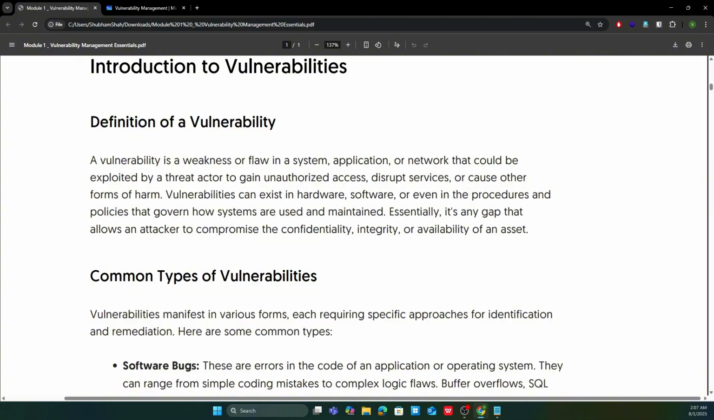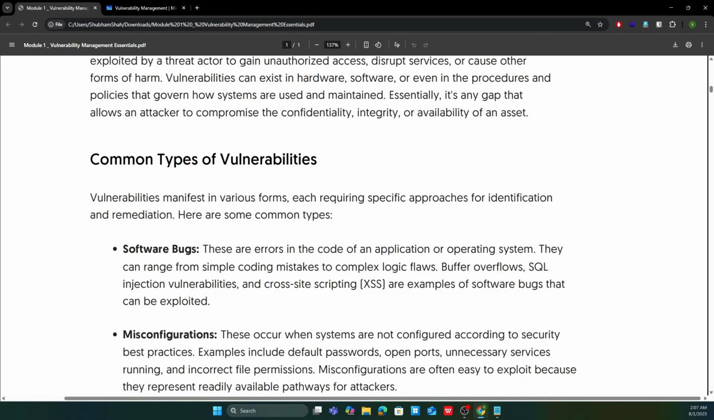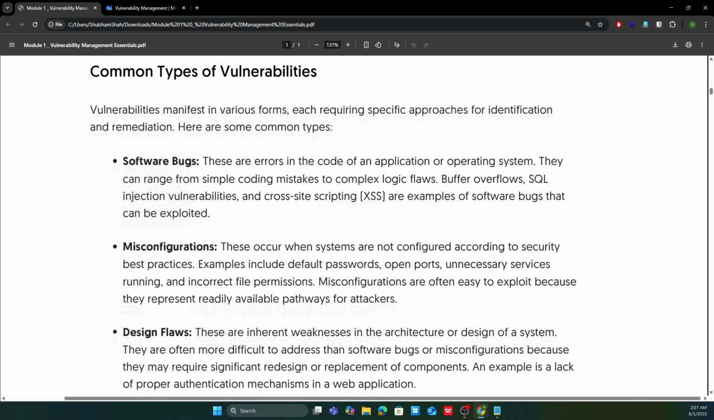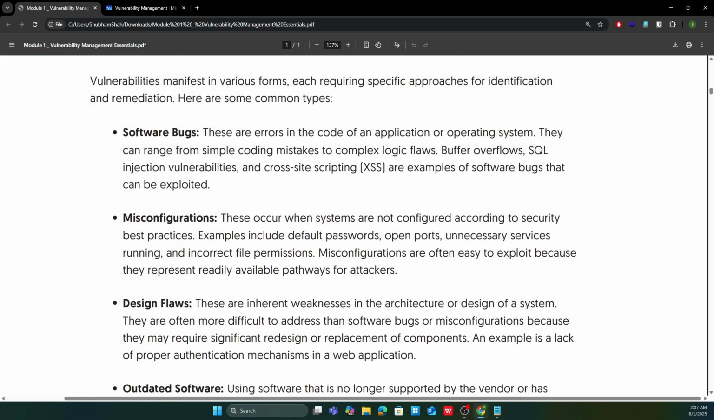Now, vulnerabilities manifest in various forms, okay? And we need to understand the common types, which is very crucial for effective remediation. So what are the common types of vulnerabilities? Software bug is one of them. What is a software bug? Any error in the code of an application.